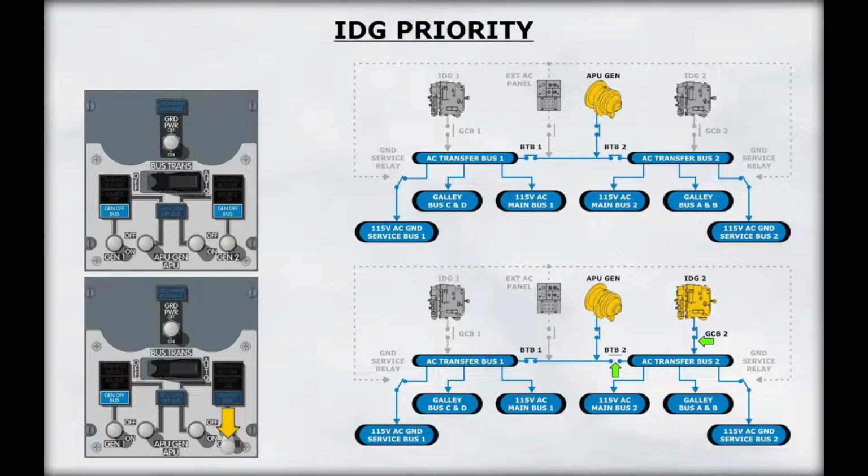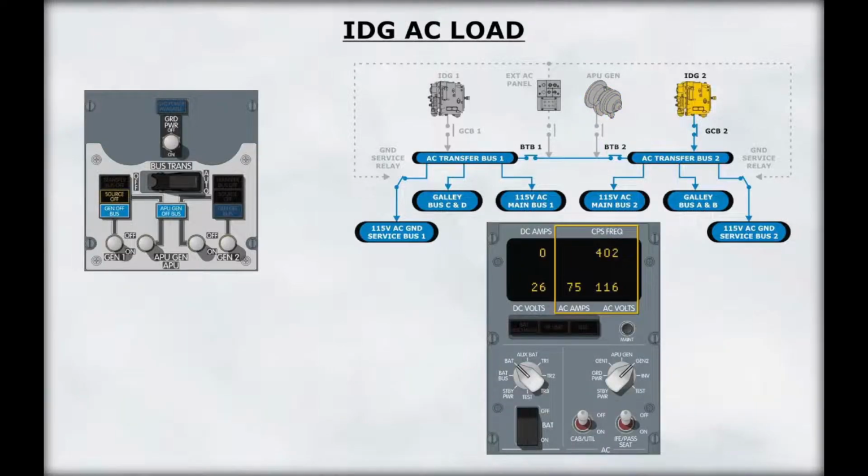In this example, the APU is powering both transfer buses. When the generator switch was placed in the on position, the APU bus tie breaker opens and the engine generator circuit breaker closes, allowing the transfer bus to be powered by only one source. The associated generator off bus light is extinguished, indicating that the IDG is supplying the transfer bus. The AC ammeter now indicates that there is a load on the generator.